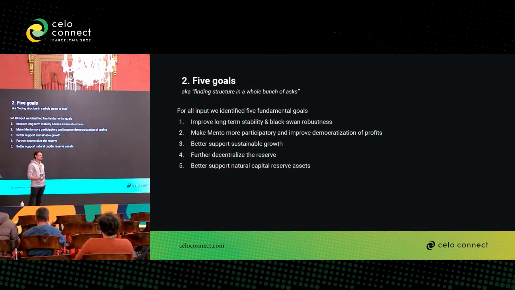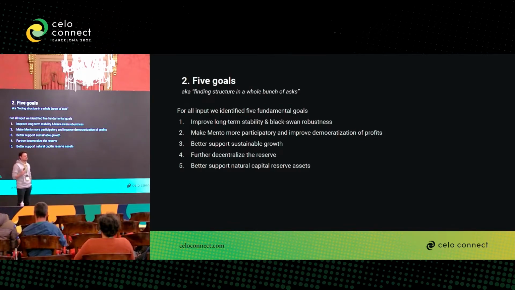Then people ask us to make Mento more participatory and improve the democratization of profits. So basically, people came our way saying stuff like, there's not much you can do in Mento right now, right? You can literally just buy and sell against the reserve at this point, and that's it. And it's kind of sad, because maybe there are other things people would like to contribute to the system, make sure it works better, and earn some profit while doing it. And we should probably foster that engagement.